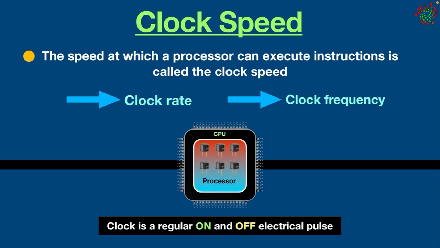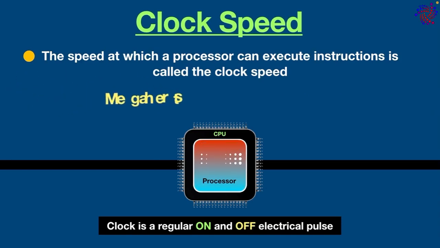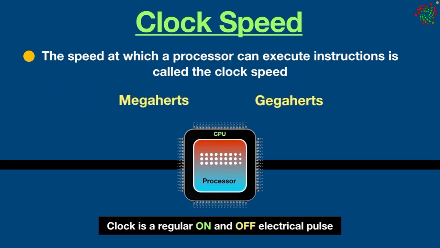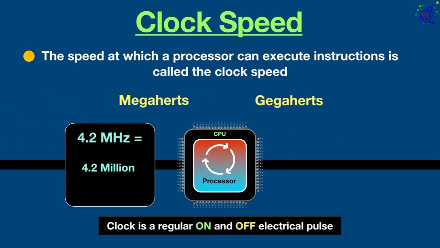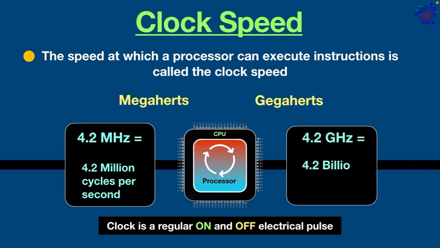Now the question is, how is a processor's clock speed measured? Well, it is typically measured in megahertz and gigahertz. 1 megahertz is equal to 1 million cycles per second, and 1 gigahertz is equal to 1 billion cycles per second. For example, a CPU with a clock speed of 4.2 megahertz executes 4.2 million cycles per second. A CPU with a clock speed of 4.2 gigahertz executes 4.2 billion cycles per second. This means a 4.2 gigahertz processor has twice the clock speed of a 2.1 gigahertz processor.